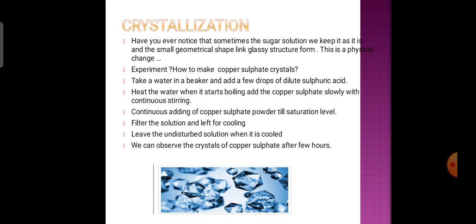Do you know how to make copper sulfate crystals? First, we have to take water in a beaker and add a few drops of dilute sulfuric acid. Heat the water, and when it starts boiling, add the copper sulfate slowly with continuous stirring. Continue adding the copper sulfate powder till the saturation level. Filter the solution and leave it for cooling. Leave the solution undisturbed. When it is cool, we can observe the crystals of copper sulfate after a few hours.